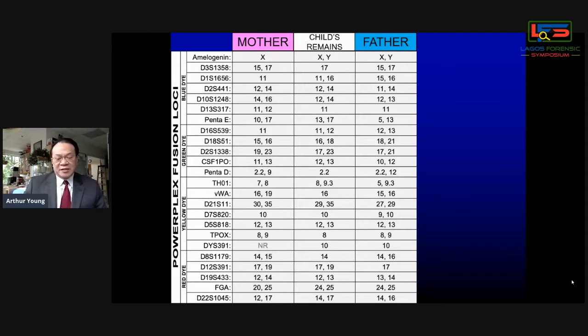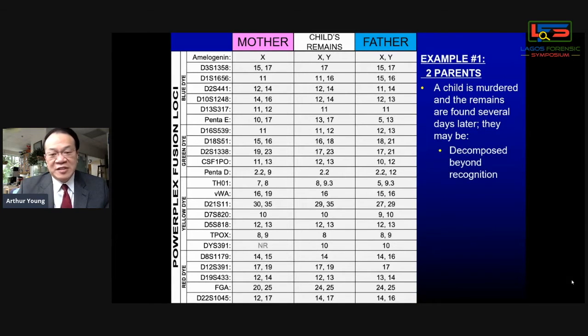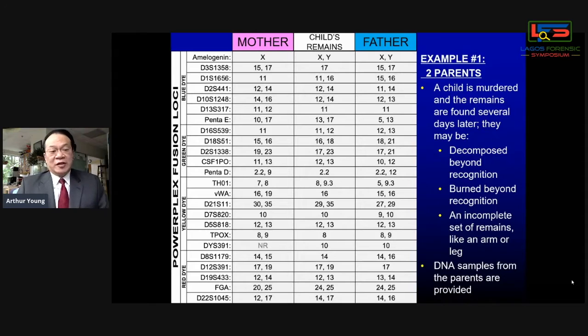So let's take a look at a DNA profile. Example number 1, we have 2 parents, and let's say that our scenario is this. A child is murdered, and the remains are found several days later. They might be decomposed beyond recognition. They might instead be burned beyond recognition. Or another possibility is that they could be incomplete, just simply an arm or a leg that is found. However, in this case, we have DNA samples from both parents that are provided.